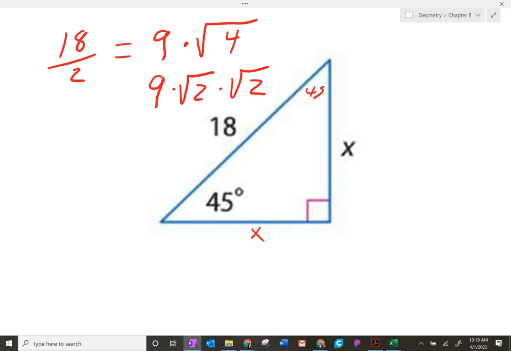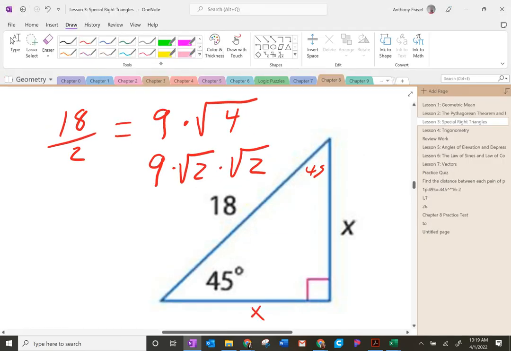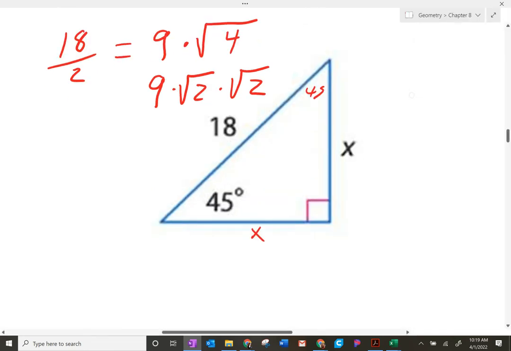So the rule was, for this one, let me get a different color pen. The rule was, for the hypotenuse, it is L times radical 2. So L times radical 2. I can get rid of one of those radical 2's. What's left over for the length of that side?